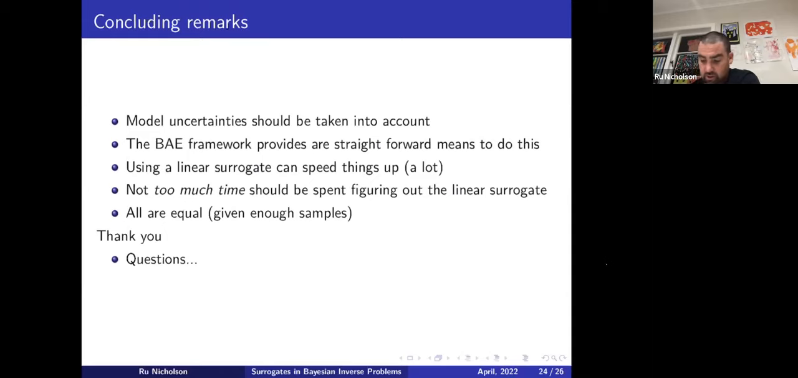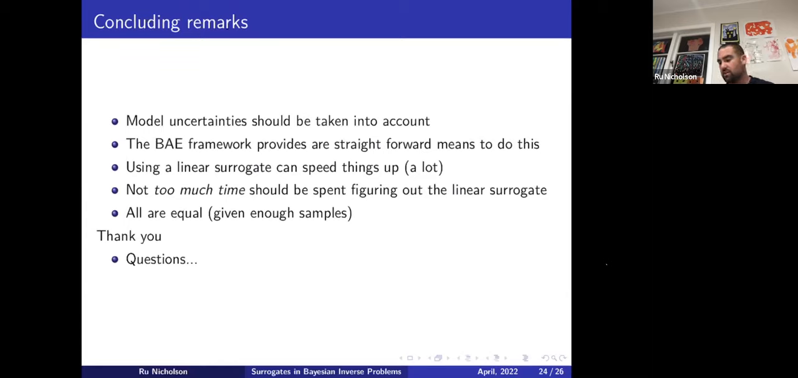And so then, yeah, using a linear surrogate can speed things up a lot, of course, because it results in a linear inverse problem. And then this is perhaps a not so standard way of saying it: one should not spend too much time figuring out a good linear surrogate, because that time could have been spent just running the accurate forward model, right? And that's all that needs to be done if we use the zero model.